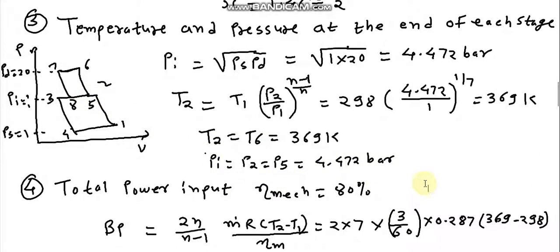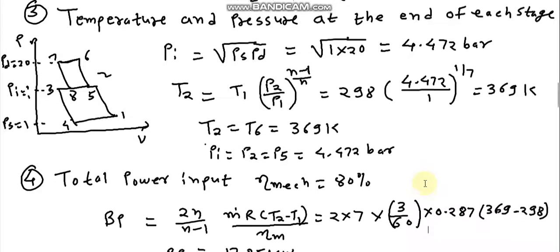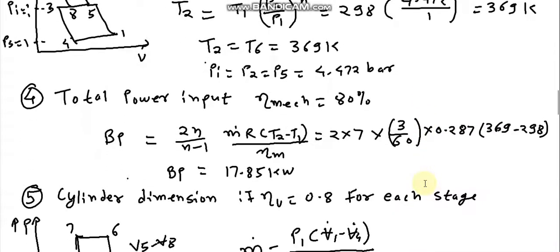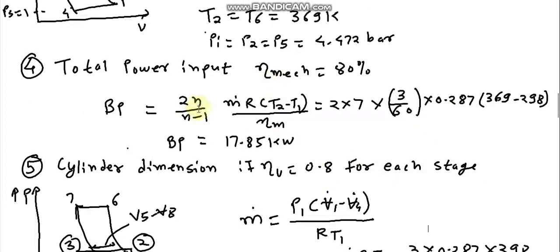Now we have to find out the power input. First, this is the formula for indicated power: n upon n minus 1, m dot R, T2 minus T1. This is the formula for the LP compressor. Now we know that there are two stages, that's why it is multiplied by 2. And we have to find out the brake power, that's why it is divided by mechanical efficiency. Now put in the values of m, R, T2 and T1. We will get the brake power as 17.85 kilowatt.